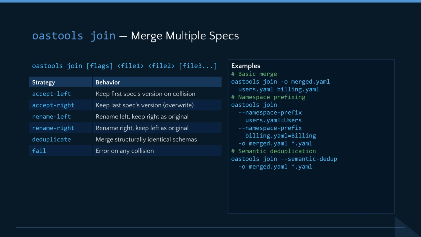Merge multiple specs. The join command is essential for microservice architectures. When you have separate specs for users, billing, payments, and notifications, you need to merge them into a single spec for your API gateway or documentation. The challenge is handling naming collisions. Two services might both define a user schema. oastools gives you six strategies ranging from simple accept left or right to intelligent deduplication. Namespace prefixes let you automatically prepend a service name to all schemas from that source. And the semantic deduplication feature automatically consolidates schemas that are structurally identical, even if they came from different sources.